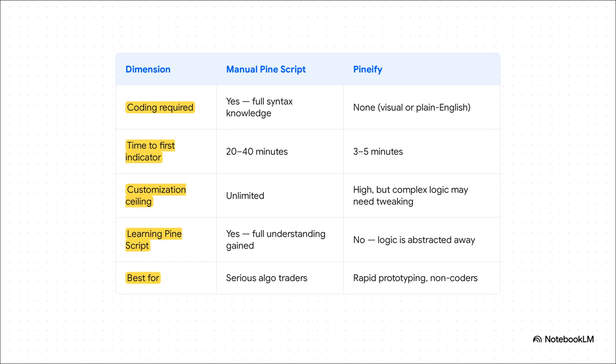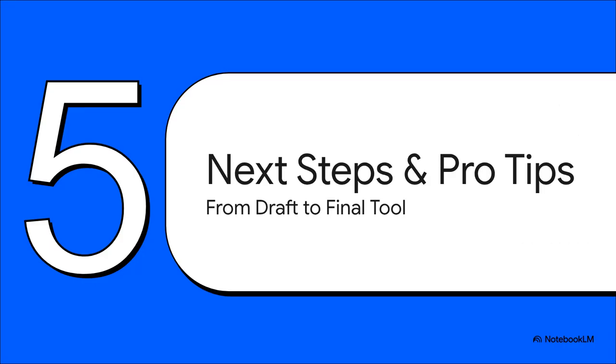A pro-level move is to use an AI tool to generate the basic code, then jump in manually to fine-tune the really complex bits. So no matter which path you start with, there are a few things you've got to keep in mind when you're going from that first draft to a polished final tool. Let's cover a few pro tips to get you there a whole lot faster.